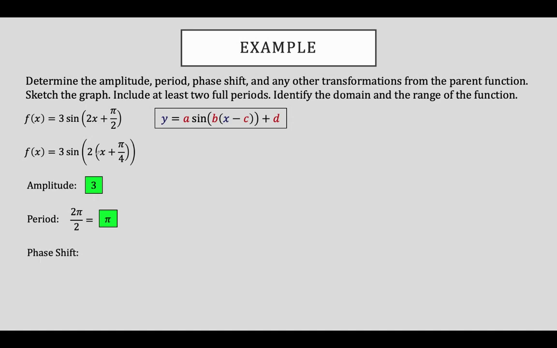Next, we want to identify our phase shift. This is our horizontal shift, and the phase shift is given by the constant c. One thing to make note of is that in the standard form, it's minus c. So if I have a plus sign here, that means c must be negative. C is negative pi over 4. Therefore, our phase shift or horizontal shift is pi over 4 units to the left. Other transformations. Any other transformations that we're missing? Nope, that's all of them.